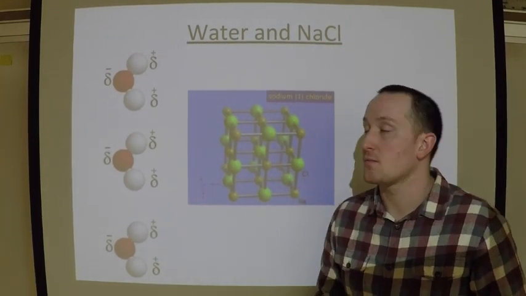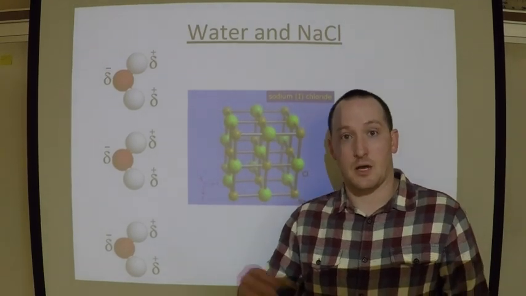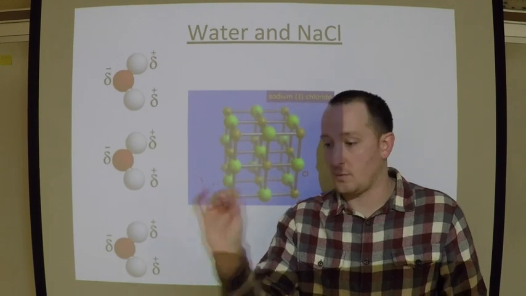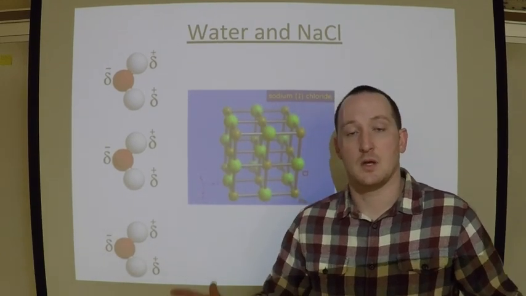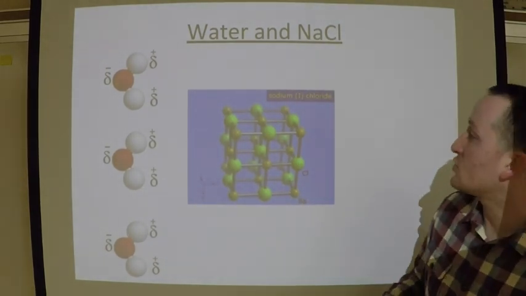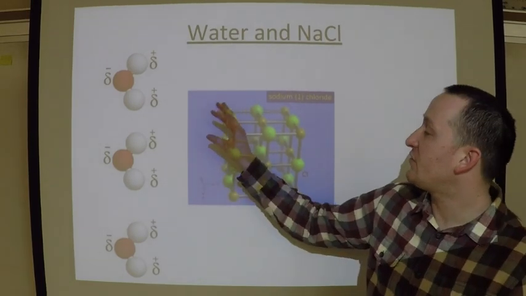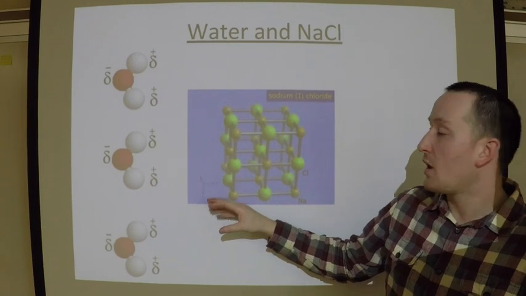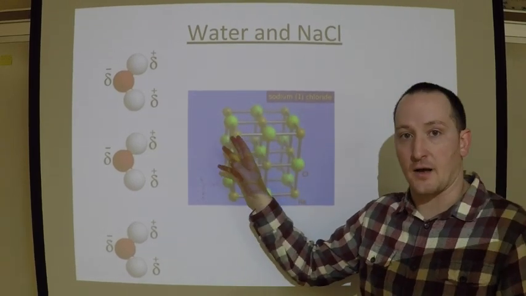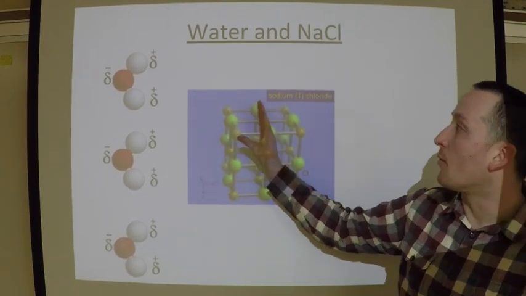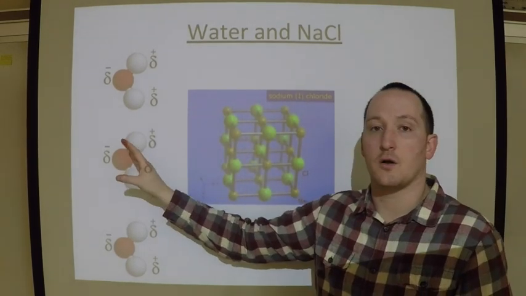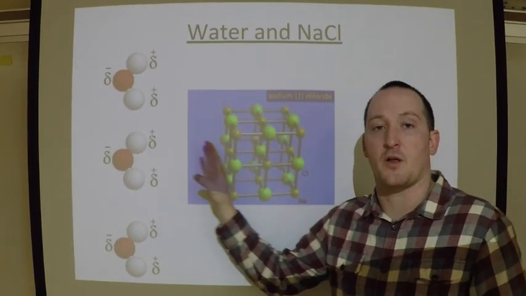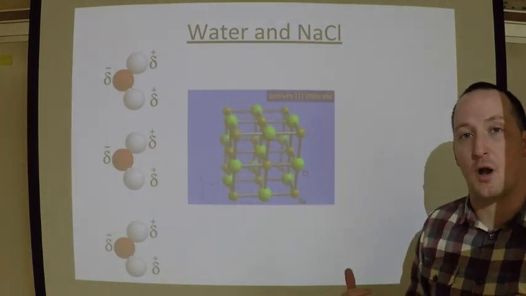So here's what happens. Salt, NaCl, and water, salt is soluble in water, right? We've seen it. We throw salt in water, and it dissolves. Here's why, okay? Here's what happens. As these water molecules start to surround this crystal, Na plus ions, sodium ions, are more attracted to the water than they are to the chloride ions. So the Na plus will leave. Same thing happens with chloride.